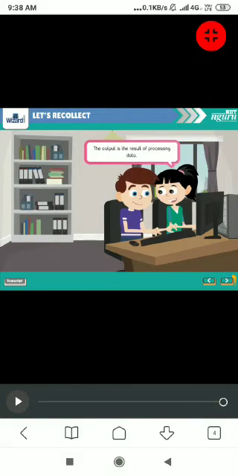So students, you can see what the work of the computer is, what the input device, output device and processing device are. I hope you understand about this.